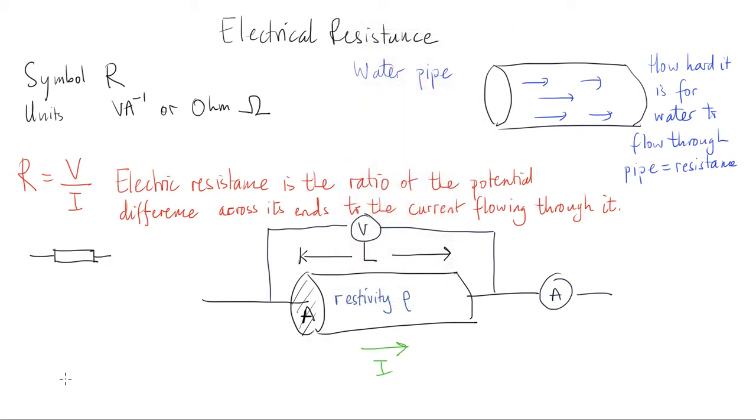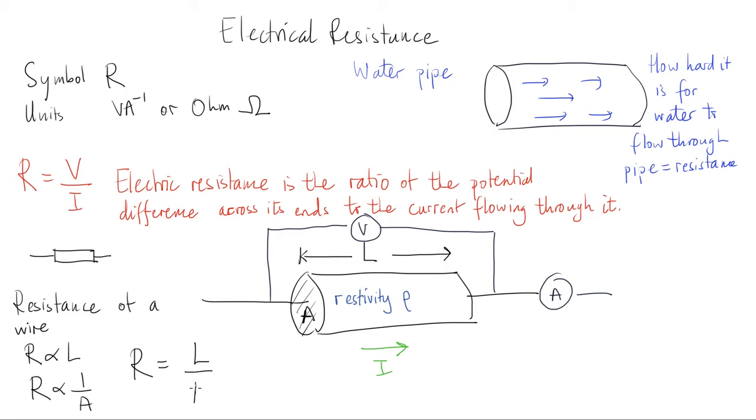And the resistance of a wire, which you can investigate experimentally, says that resistance is proportional to the length, and the resistance is inversely proportional to the cross-sectional area. So the resistance equals resistivity times length divided by area, where the constant of proportionality is the resistivity.